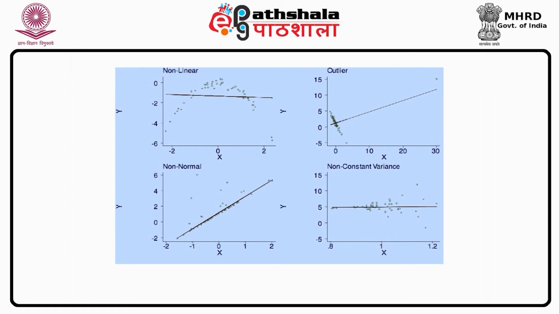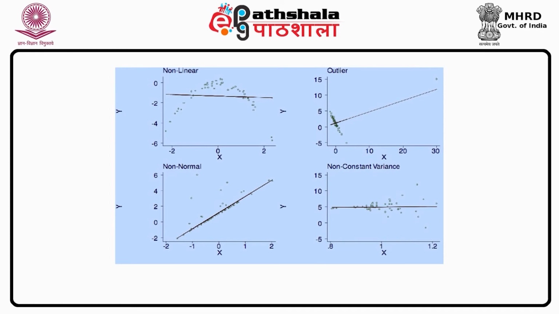But in case we have any pattern as to the increasing or decreasing pattern, or a funnel shaped pattern in the scatter of these residuals when plotted against x, we then expect a violation of the condition of equal variance. So on the slide we can see there are 4 types of assumption violation.